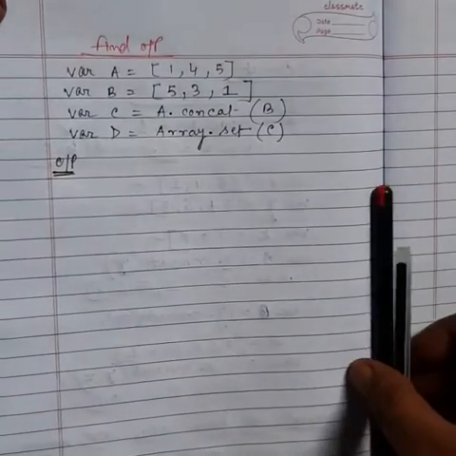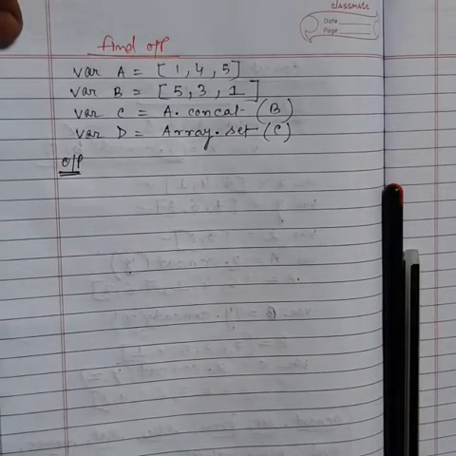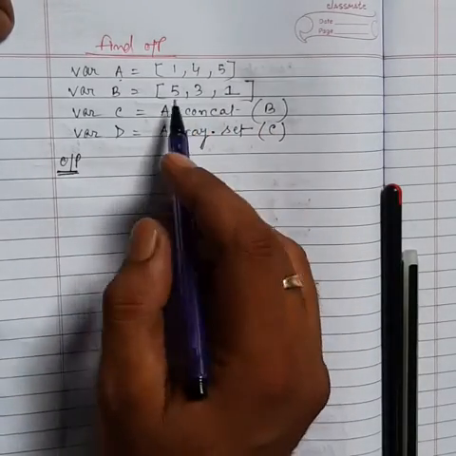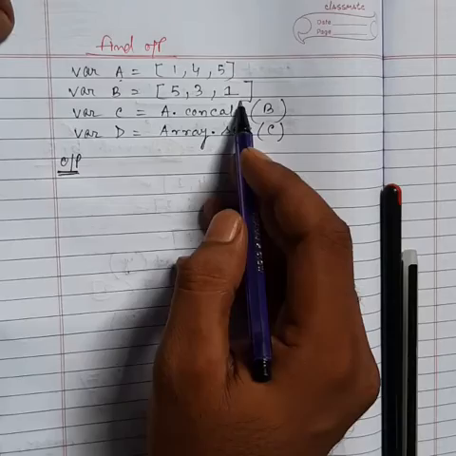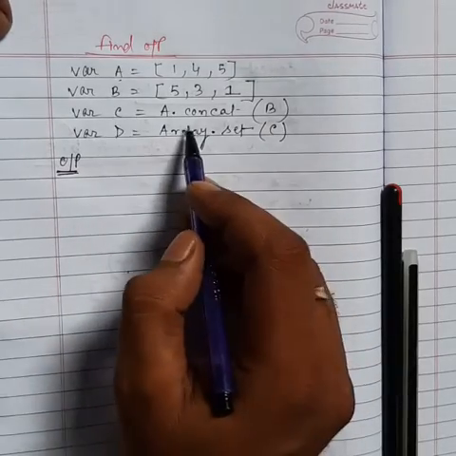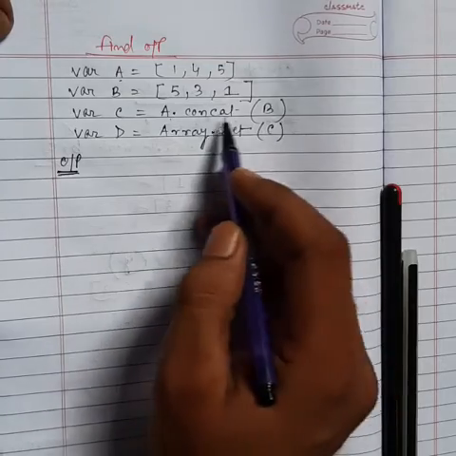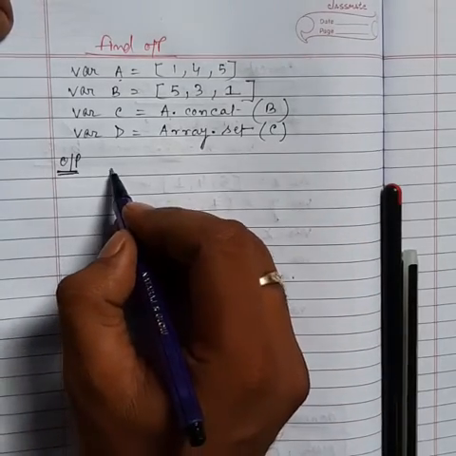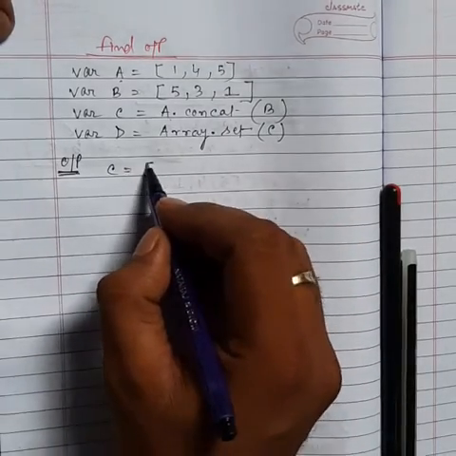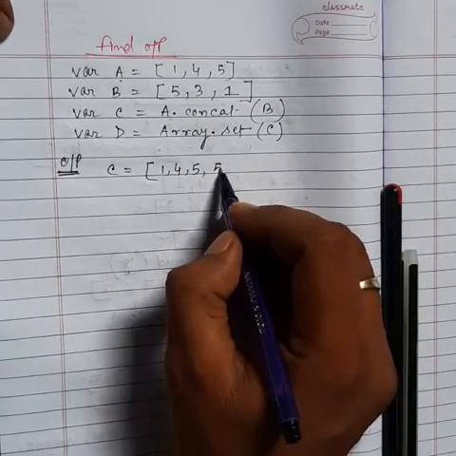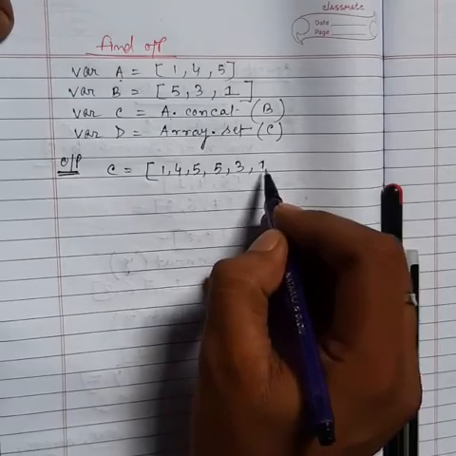So what will be the final value of these arrays? First of all we can see that a is 1 4 5, b is 5 3 1. Now we are forming c, so a dot concat b. What will be the elements of c? 1 4 5, then 5 3 1.